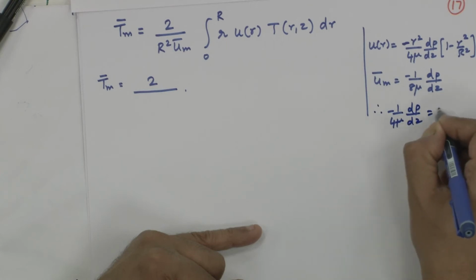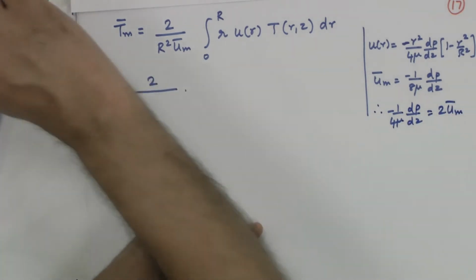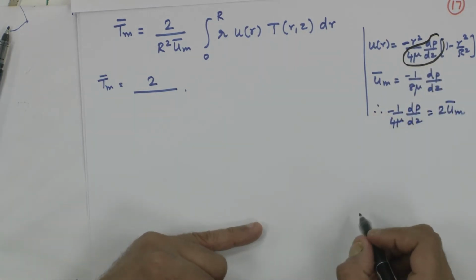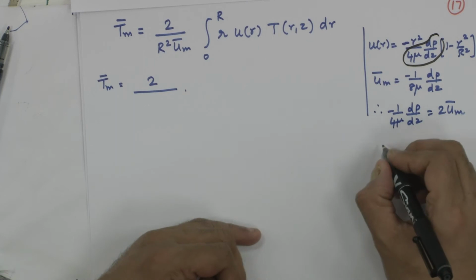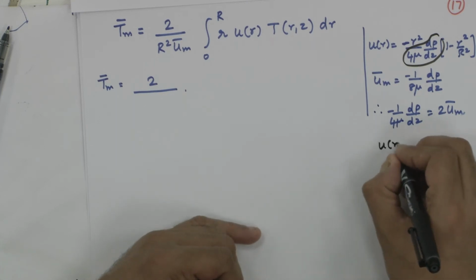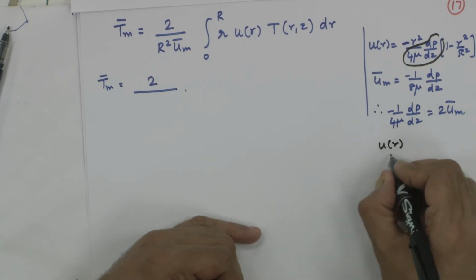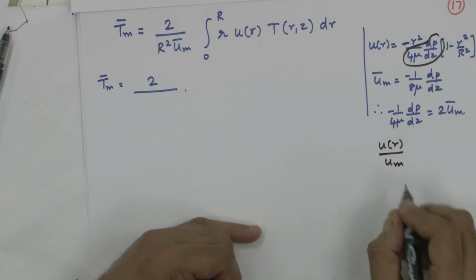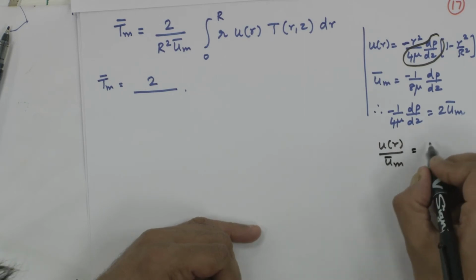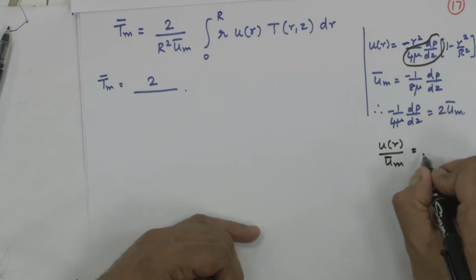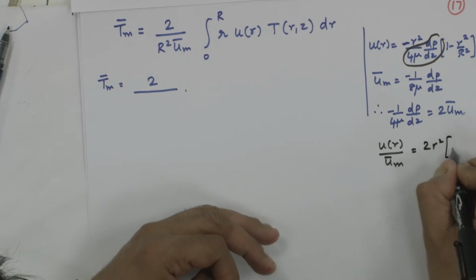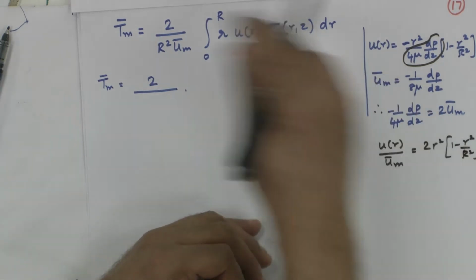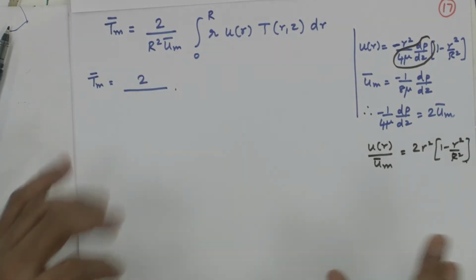What is coming there in the bracket here? This one is nothing but 2 times the bulk mean velocity. So, I can substitute for u of R. Okay. So, u of R divided by u m, if I do this, u of R divided by the bulk mean velocity, I get this as 2 times (1 minus r squared by R squared). Okay. So, these manipulations are going to be used directly here.